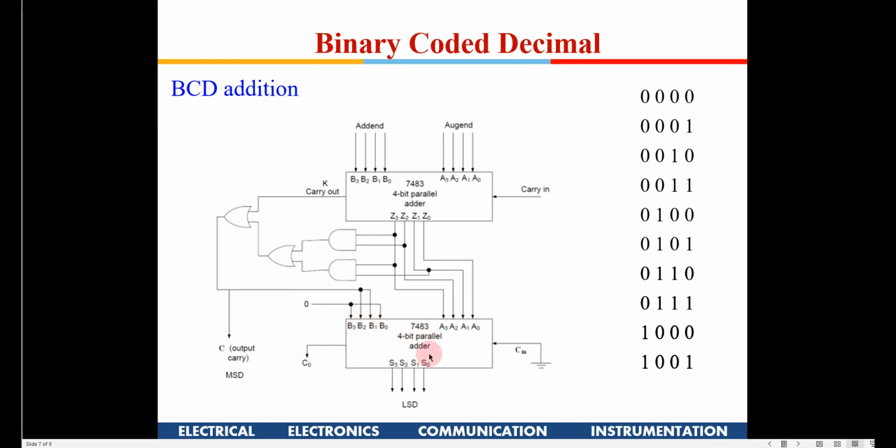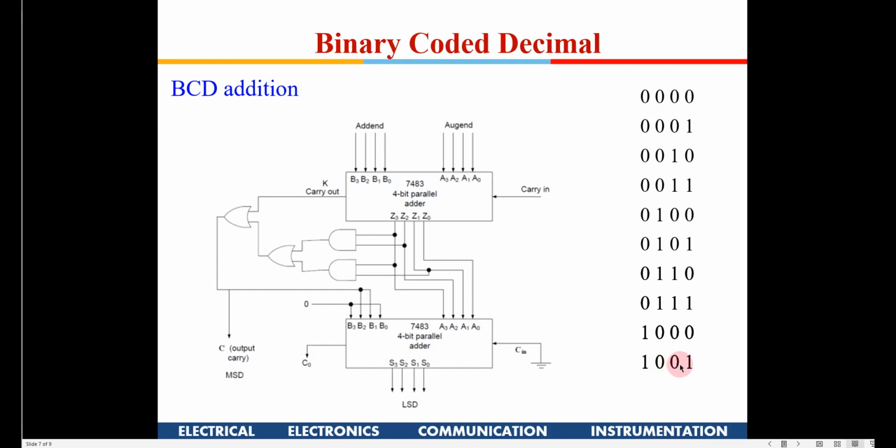Now the second condition is if it is greater than 9, right? Then also you need to add 6. So if you see, the greater than 9 condition is this, right? As long as this is 1, and any of these are 1, this or this one and any of these one here, that means it is greater than 9.